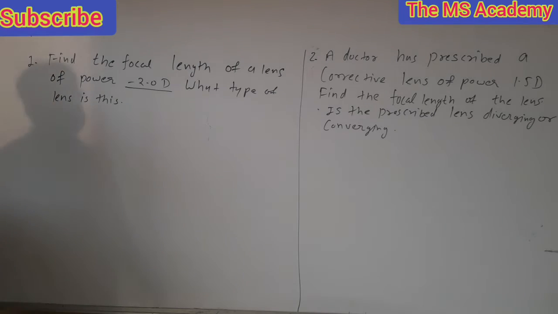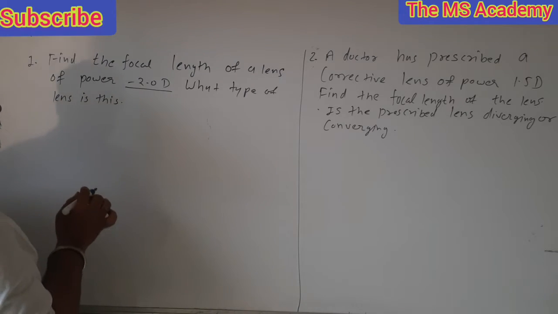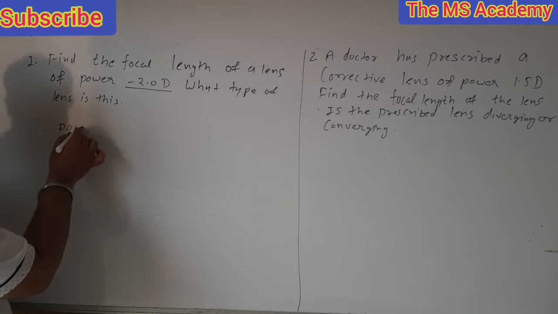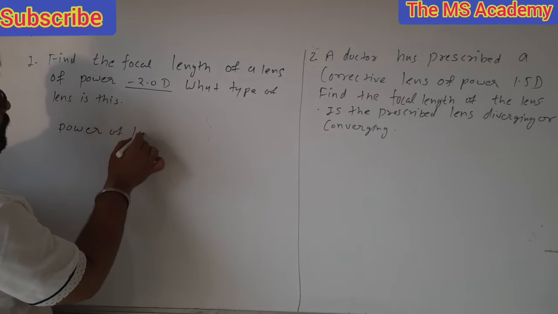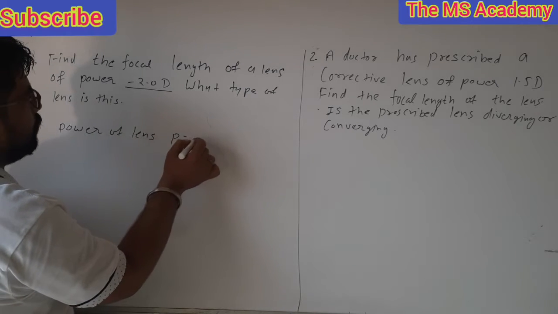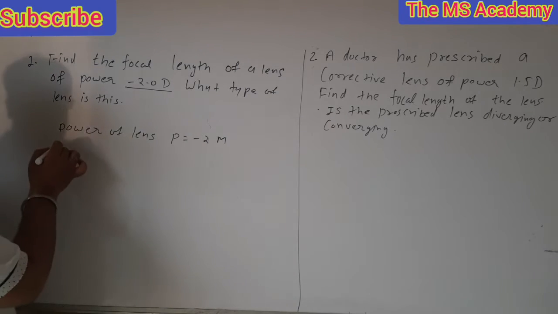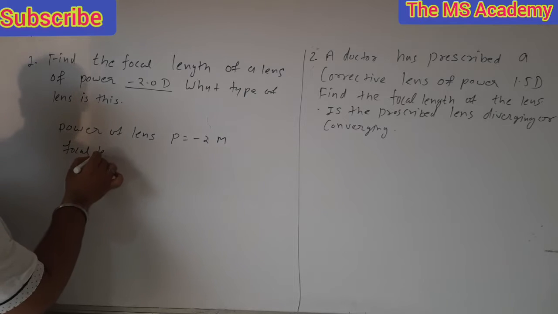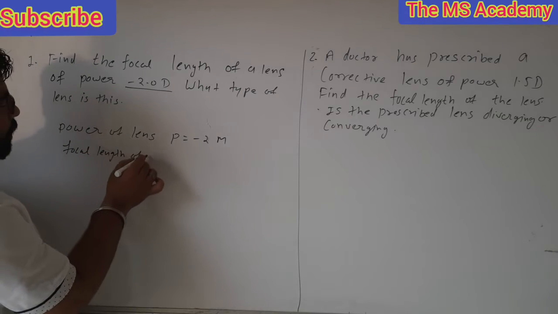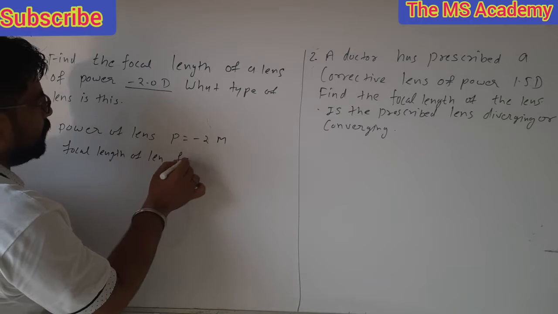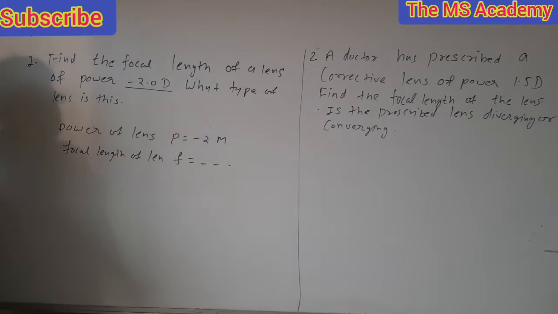What type of lens is this? So first of all, the power of lens is given. What is the power of lens? P is equal to minus 2 diopter. Power is always in per meter. Then what we want to find out? Focal length. Focal length of lens means we want to find out F.